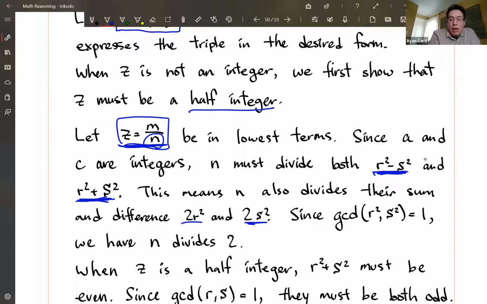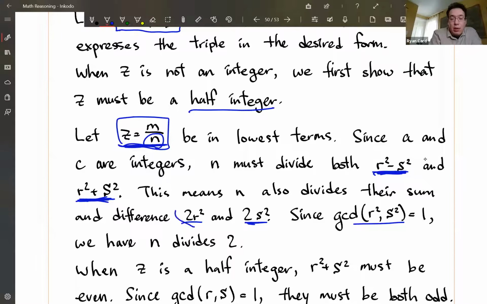But note that r and s, they are relatively prime, right? Because if r and s are relatively prime, then r squared and s squared have to be relatively prime because of their prime factorization. If you square each of the multiplicities, they still don't share a prime factor, so they have to still be relatively prime.